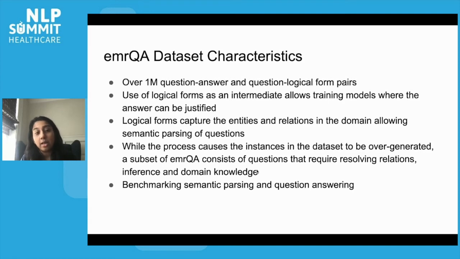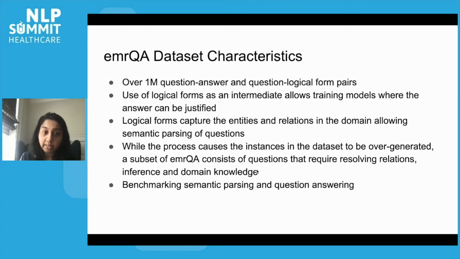this dataset. The use of logical forms as an intermediate not only lends credibility to the dataset, it also allows training models where if we use the logical form, which is a structured representation capturing the answering needs, we could sort of justify the answer. And as long as it is satisfying the logical form, we can say that the question has been accurately answered.